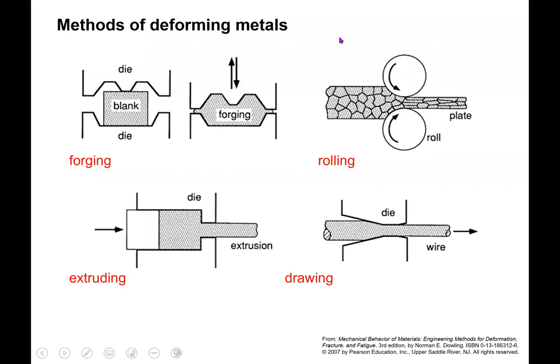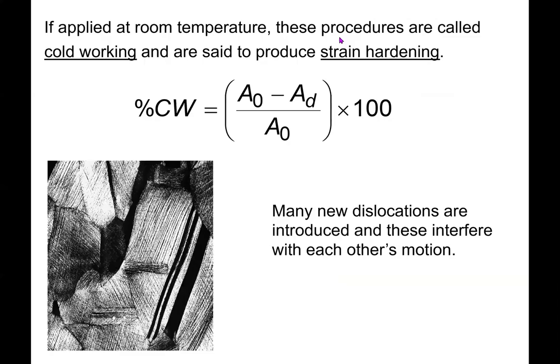All right, so when we deform metals, whether that's through a forging process, a rolling process, say for a sheet, or an extruding process, or a drawing process, any kind of deforming process that results in a shape change of our material is going to result in an increase in the dislocation density. Okay? And this increase in dislocation density results in a strengthening of the material.